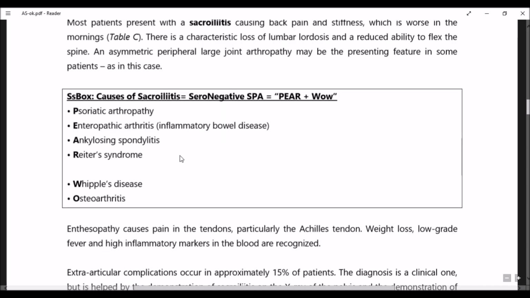One of the important things: seronegative spondyloarthritis, which we already learned, can cause sacroiliitis. This sacroiliitis is caused by seronegative spondyloarthritis, the PEAR. Remember, my dear, PEAR: Psoriatic arthropathy, Enteropathic arthropathy, Ankylosing spondylitis, Reactive arthritis. But the WHO should be remembered. What I'm saying, the WHO should be remembered. So make a box and write down all of them together, my dear. Yes, W for Whipple's disease and O for osteoarthritis can cause sacroiliitis as well.